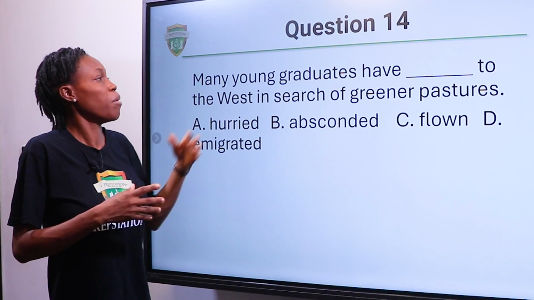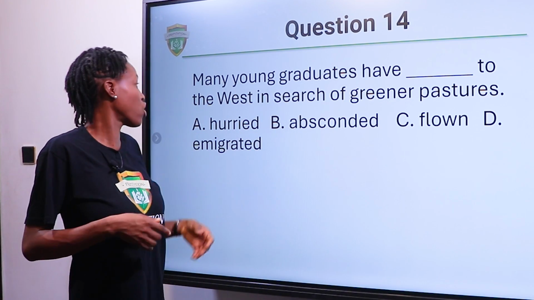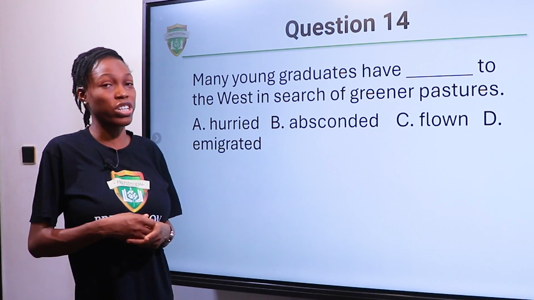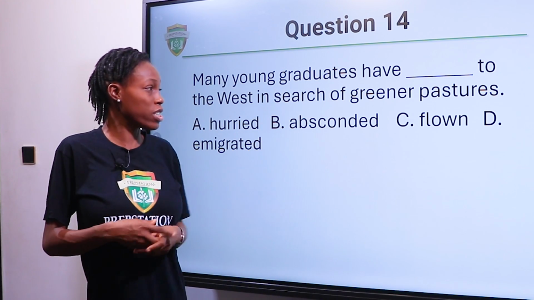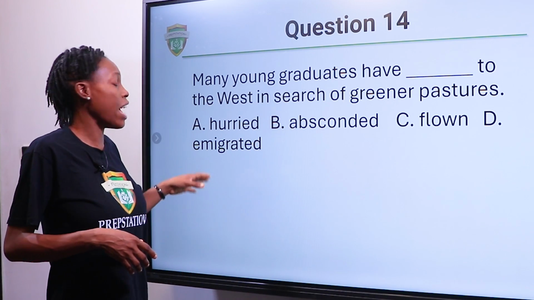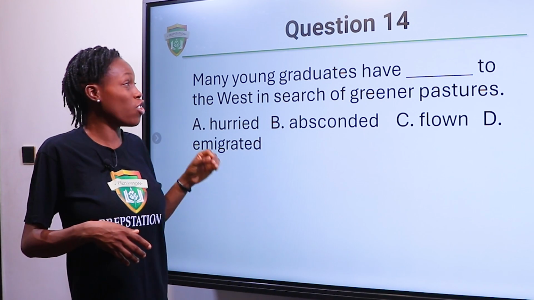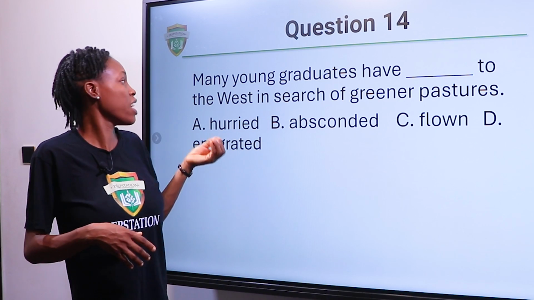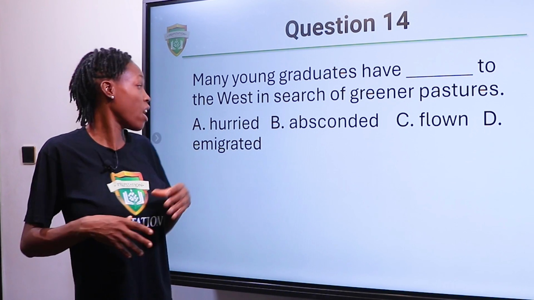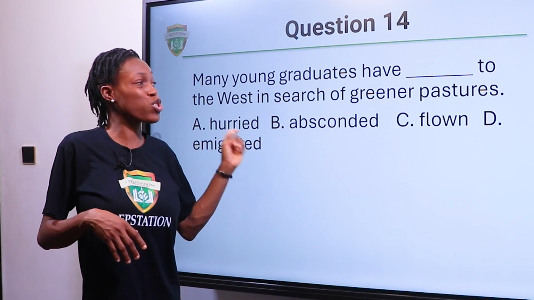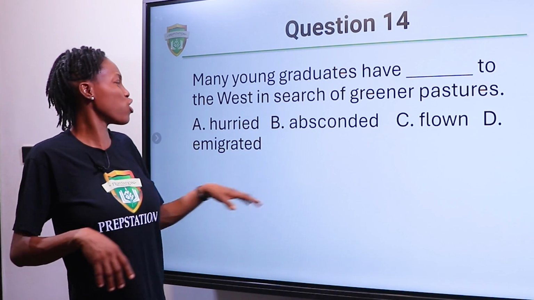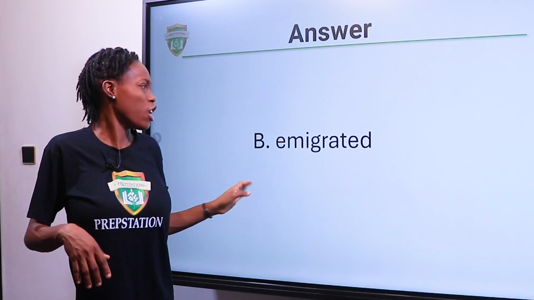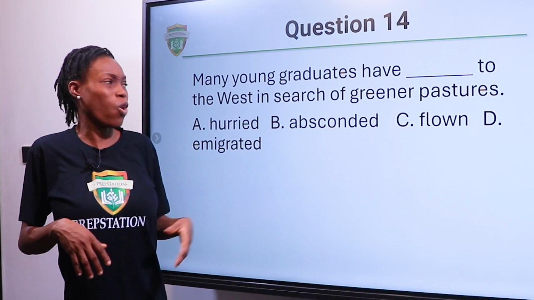Question 14. Many young graduates have to dash the West in search of greener pastures. A, hurried. B, absconded. C, flown. D, emigrated. The answer to this question is emigrated. You cannot say that they hurried or absconded.